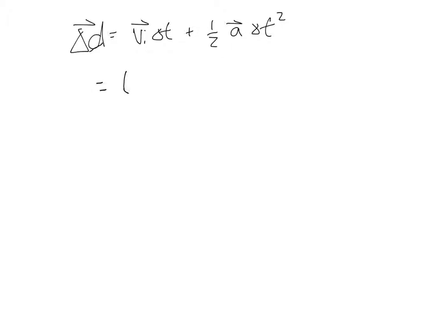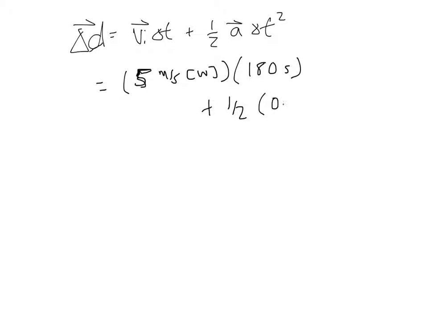Initial velocity was 5 meters per second west. For the time being, I'm going to leave the vector notation in. I'm going to leave the letter W because I'll change it into algebra later. We know that it traveled for 180 seconds plus 1/2 the acceleration, 0.25 meters per second squared west, again, times 180 seconds squared.